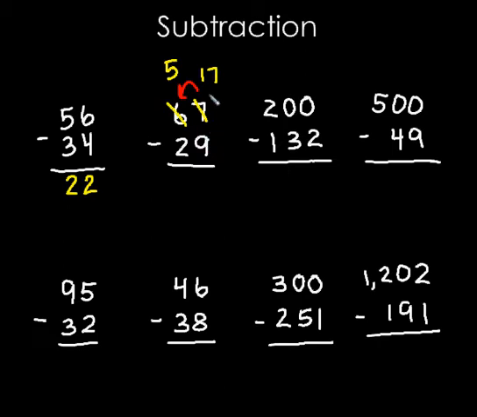In the ones column, 17 minus 9 is equal to 8. And 5 minus 2 is equal to 3. So 67 minus 29 is equal to 38. Let's try this one.